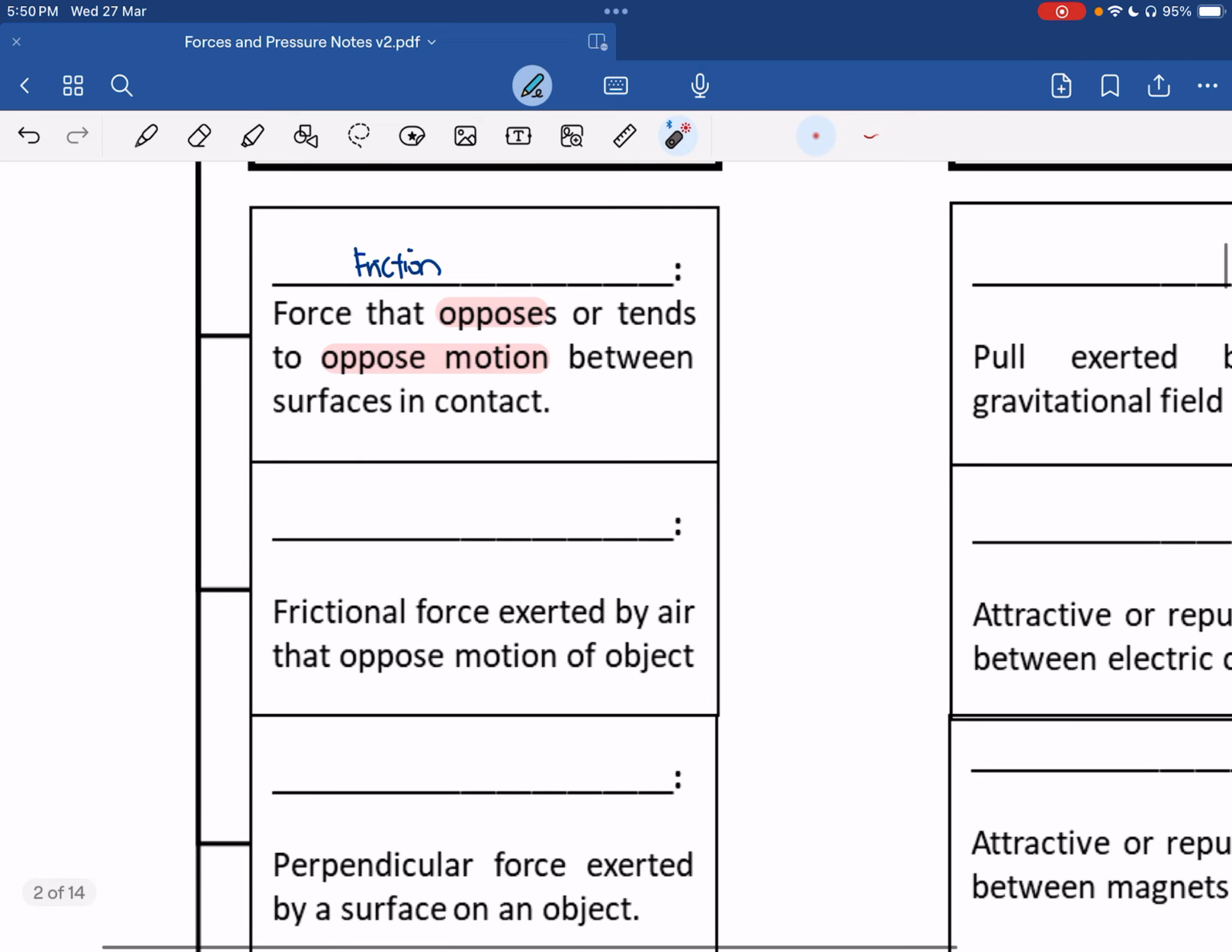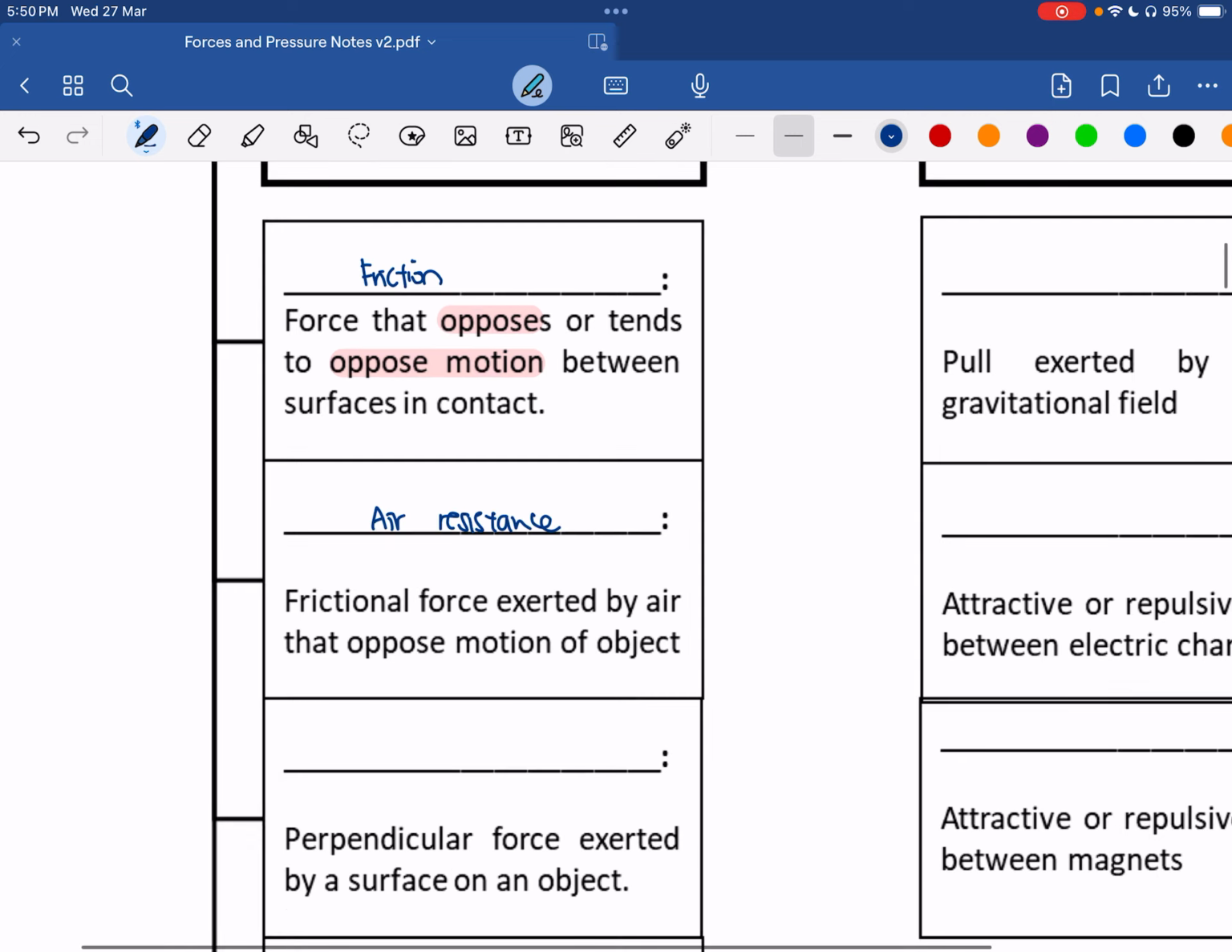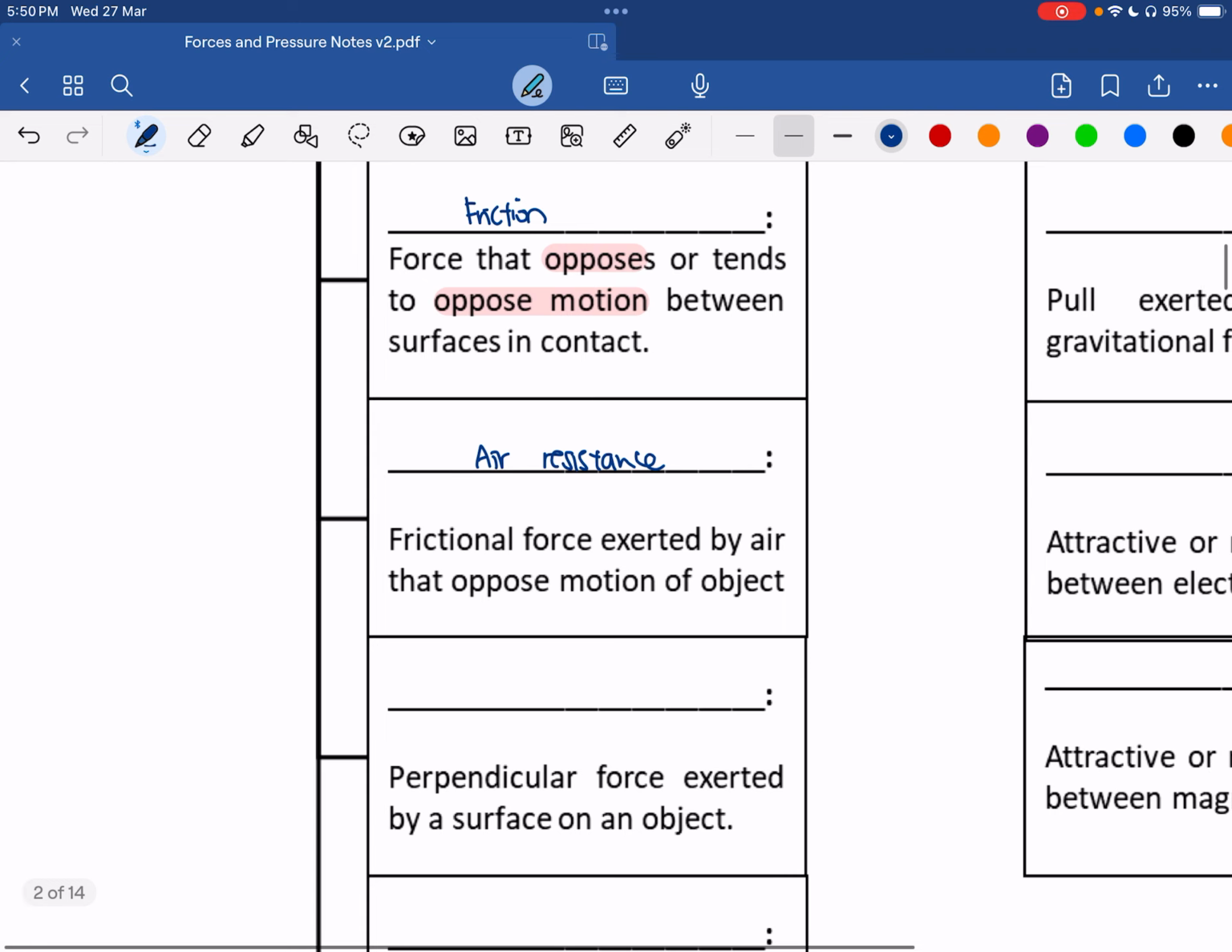Another kind of frictional force, which is exerted by the air, we call air resistance. For example, imagine yourself running through a gust of wind. As you're running through the wind, you will feel the air brushing past you. This is what we call air resistance.